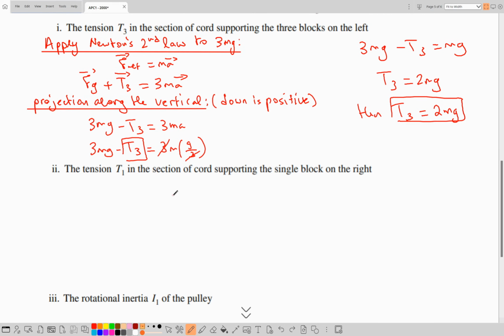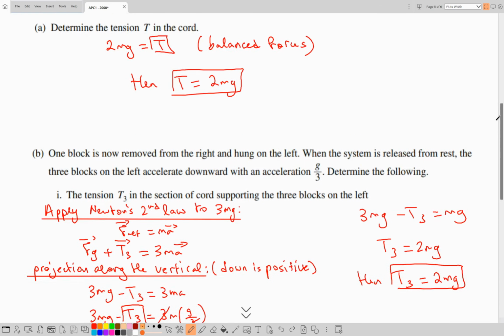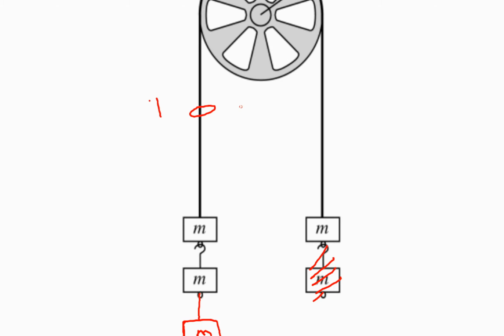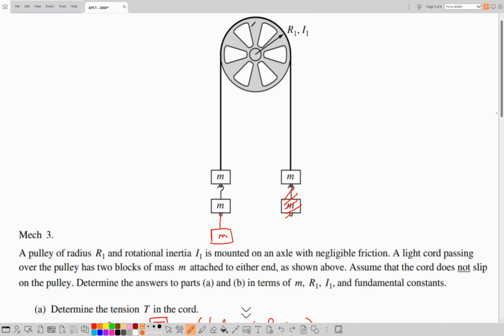Now in idea number 2, we're interested in the tension T1 in the section of the cord supporting the single block on the right. Remember that because this is a massive pulley and we have acceleration, here we have the tension T3 and here we have tension T1. So T3 is not equal to T1, and we expect that T3 should be greater than T1 because we should have unbalanced torques in order for the pulley to rotate in this direction.